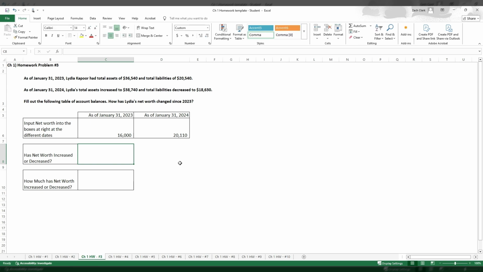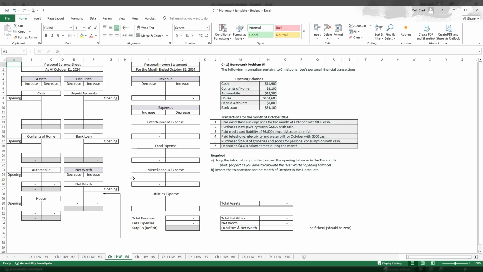Here it asks us, has it increased or decreased? So it has increased. And how much has it increased? Here we can just take the difference between the amounts at the two different times: 20,110 minus 16,000 in our Excel formula. And we can say that net worth has increased $4,110 overall. I'm just checking my math here to make sure I got these all in right: 38,740, 18,630, and we're looking good. Okay, perfect. Let's go on to number 4.